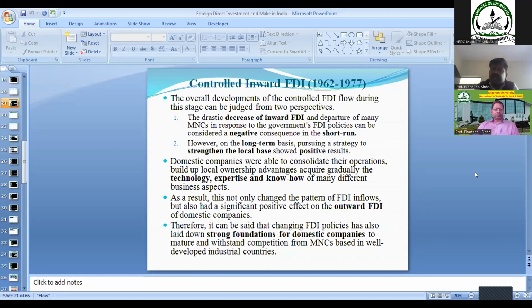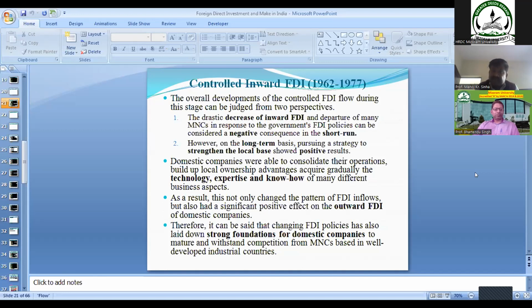It had a negative impact on India in the short run. But on a long run basis, we can see that there was a strategy to strengthen the local base. Due to the import substitution policy, domestic companies were able to consolidate their operations and build up local ownership advantage, acquired gradually in the form of technology, expertise, and know-how of many different business aspects.